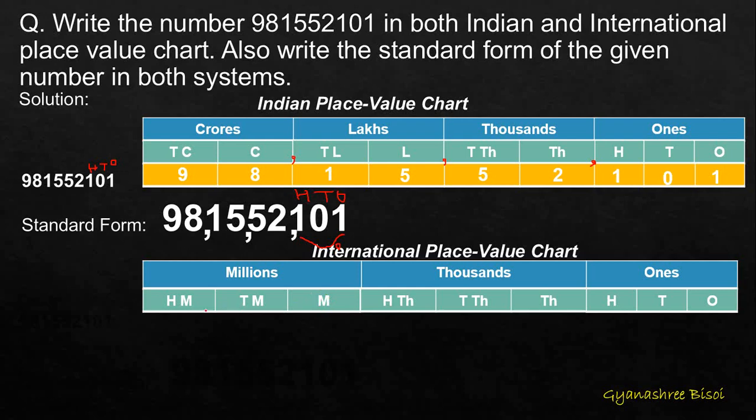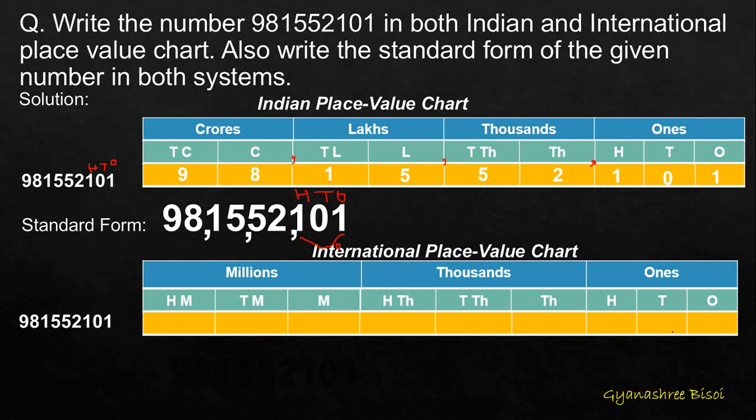Now take the same number which has been given to us and put it in the international place value chart. Starting from the rightmost, this is ones, tens, hundreds. I hope all of you know how to write. At ones place I will put 1, then tens place 0, hundreds place 1, thousands place 2, ten thousands place 5, hundred thousands place 5, millions place 1, ten millions place 8, and hundred millions place 9.